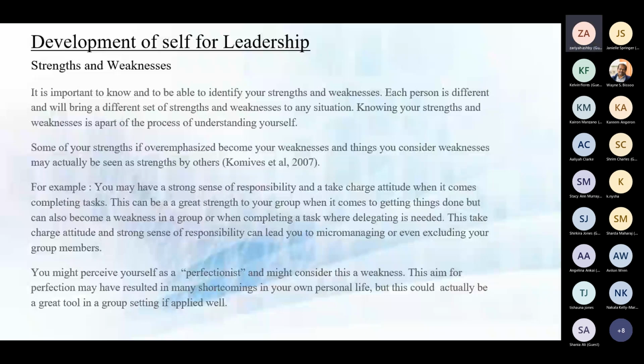Some of your strengths, if overemphasized, become your weaknesses, and things you consider weaknesses may actually be seen as strengths by others. So again, that's why it's very important to have knowledge of these things. I'll give two examples of why I say that. In the first example, you may have a strong sense of responsibility and a take-charge attitude when it comes to completing tasks. This can be a great strength to your group when it comes to getting things done, but it can also be a weakness in a group or when completing a task where delegating is needed. This take-charge attitude and strong sense of responsibility can lead you to micromanaging or even excluding your group members.